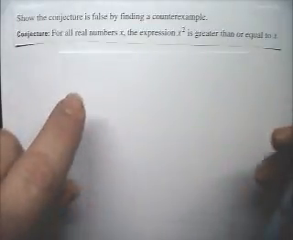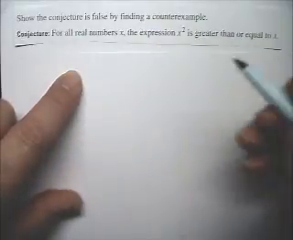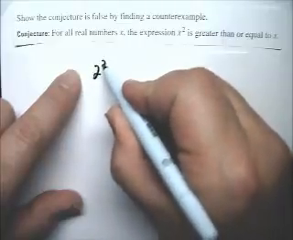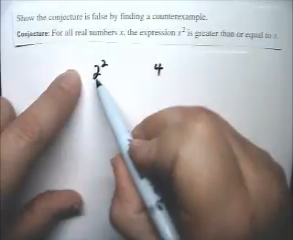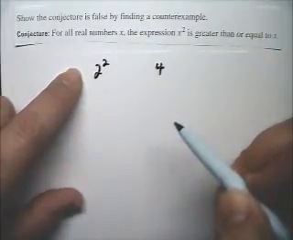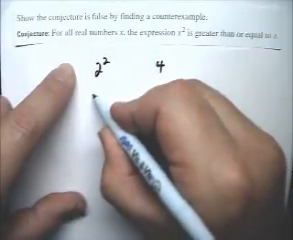So it seems to make sense that if you square a number, you'd get something bigger. So see, like if you take 2 squared, if you square it, you get 4. See, if you start out with 2, you square it, you get something bigger. So we're looking for a counterexample, so let's try a negative.